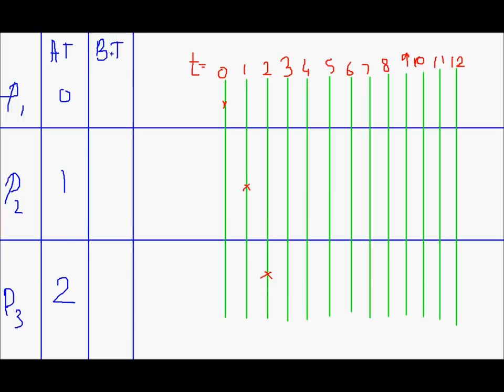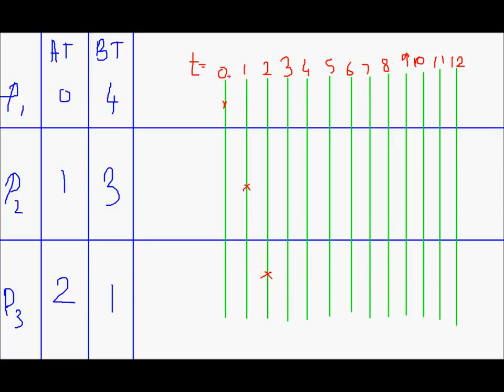Next, let us assume that their burst times are, let's say, 4, 3 and 1. So P1 requires 4 units of time to complete execution, P2 will require 3 units of time, and P3 will require 1 unit of time. In SJF, that is shortest job first, we shall execute that process which has the shortest burst time.